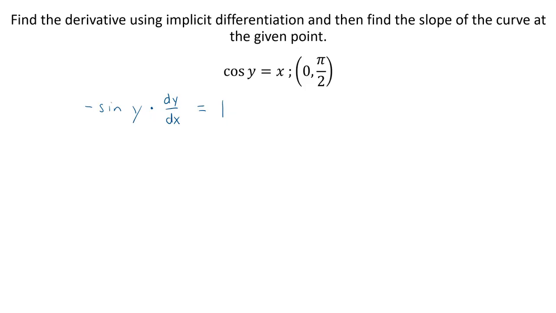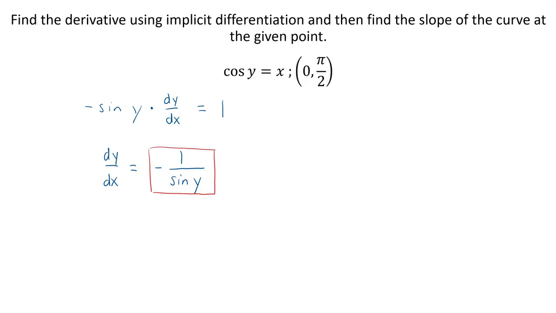Now let's divide both sides by negative sine y to isolate dy over dx. That gives us dy over dx is equal to negative 1 over sine y. Now, if the goal of this problem was to only find the simplified derivative, we would want to go one step further and simplify the negative 1 over sine y into negative cosecant y, so that we would have a fully simplified form of our derivative.